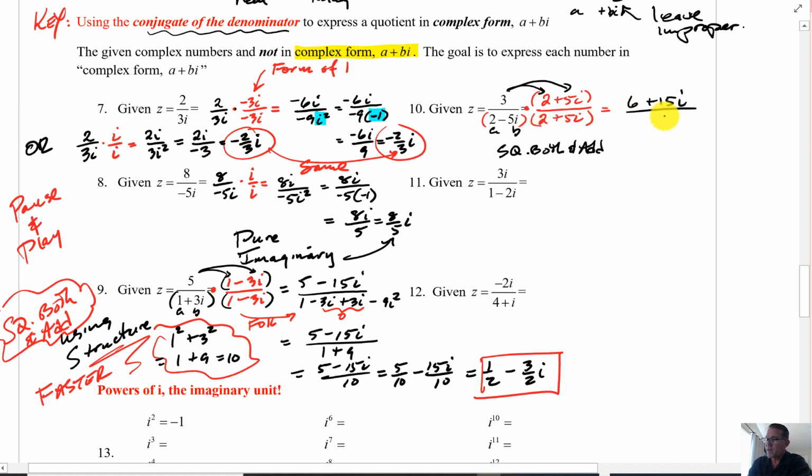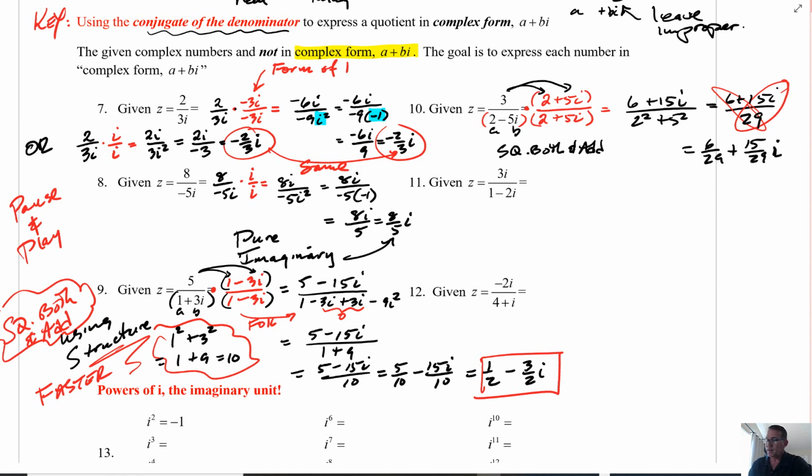So 2 squared plus 5 squared. So you get 6 plus 15i divided by 4 plus 25, which is 29. And so you divide both by 29, you get 6 29ths plus 15 29ths i. There's your complex form. Again, you just divide both terms by 29. That's all I did. You split the fraction. Now you try it on the next one here, number 11. Pause and play.